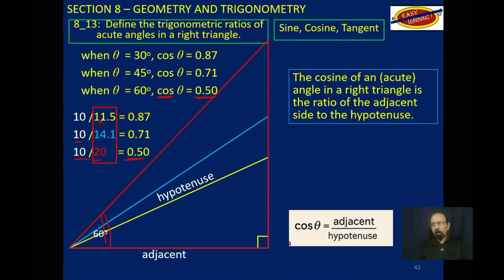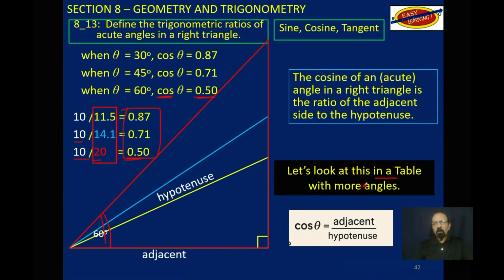Notice that the hypotenuse keeps getting larger and larger. The adjacent remains the same. So if you are dividing the same number by increasing numbers, then your answer will decrease. 0.87, 0.71, 0.50.